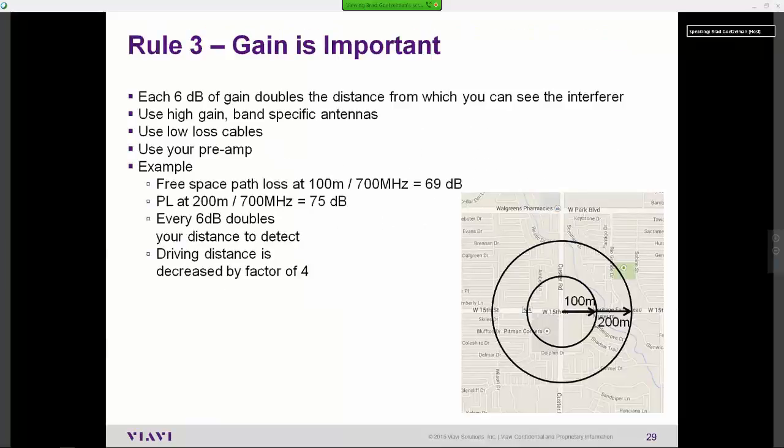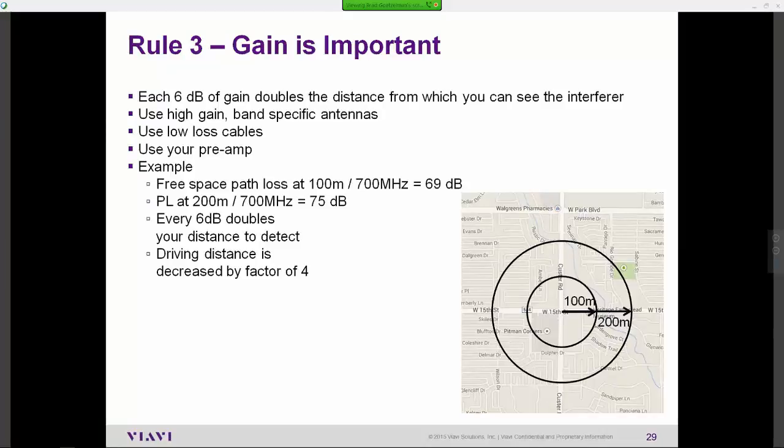Back to that rule 3, gain is important. What happens with path loss is that in free space, each 6 dB of gain doubles the distance from which you can see the interferer. So when you use high gain, band-specific antennas and low loss cables, and you use your preamp, you can more effectively increase the range where you can see interference, if in fact it's an external interferer.